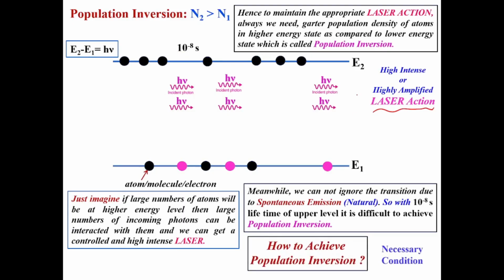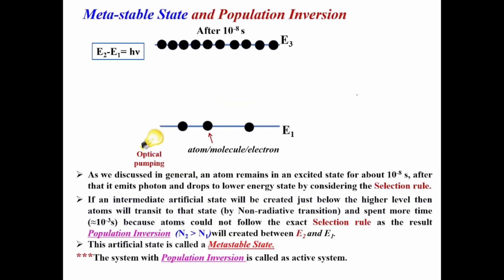How to achieve population inversion? This is the question that will come to our mind. Population inversion, the necessary condition, can be achieved by considering a metastable state, or we can say an artificial energy state that we introduce inside the material in between these two levels, like this. Then we can get population inversion.